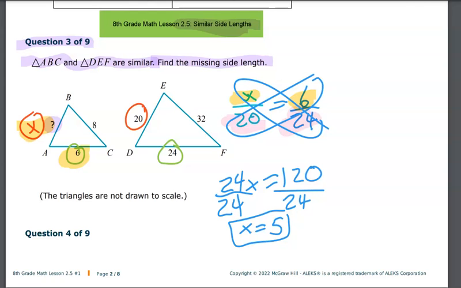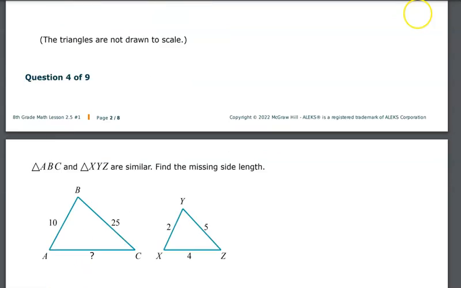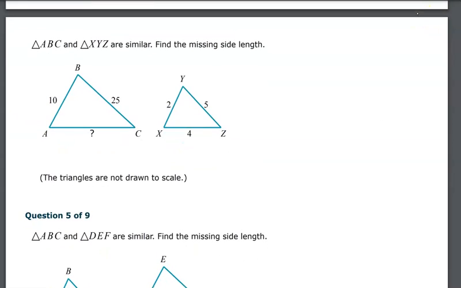So let's do another one. We're going to scroll down and look at this one. Number 4 says triangle ABC and XYZ are similar. Find the missing side length. Again, I'm first going to highlight whichever side length is missing. I see it's this one. Then I'm going to highlight that same color on the similar side on the other triangle, and in this case, it's going to be 4. Notice it's the same side length of the different triangle.